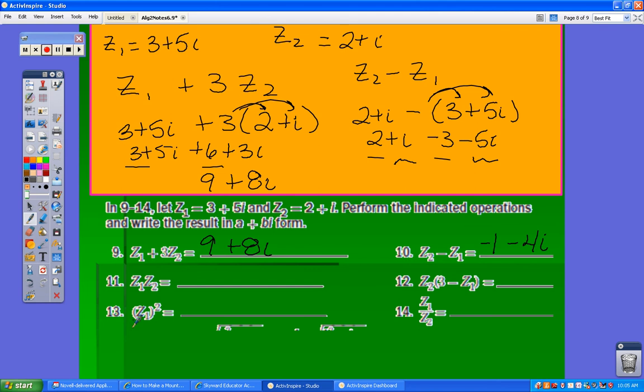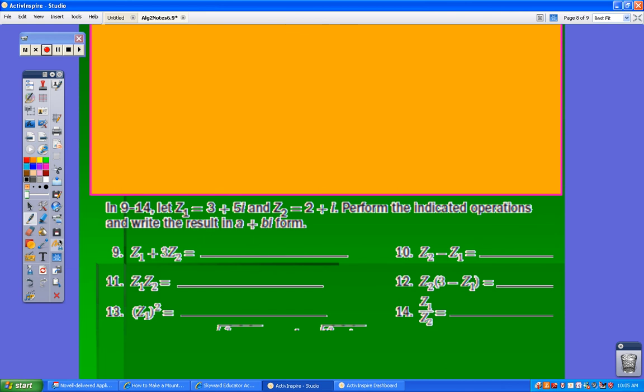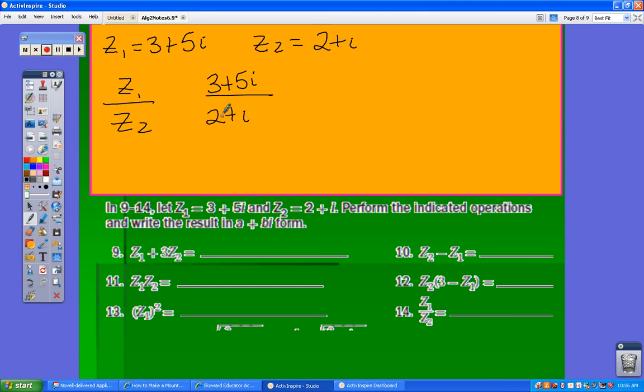We can multiply them, we can square them, we can divide them. I don't think you need me to do them all. I'll do one more. Let's do the division because I think that's the hardest math. Z1 equals 3 plus 5i. Z2 equals 2 plus i. And we're going to do Z1 over Z2. 3 plus 5i over 2 plus i. Can't have that imaginary. We're going to clean that out by multiplying the top and bottom by the complex conjugate, 2 minus i. We're going to do some double distributing here.